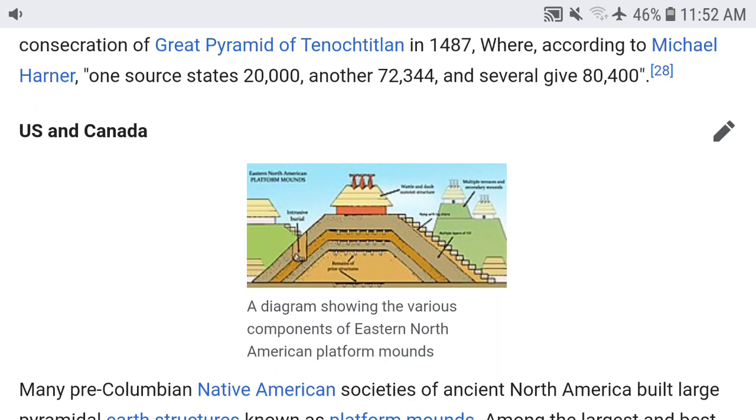U.S. and Canada. A diagram showing the various components of Eastern North American platform mounds.